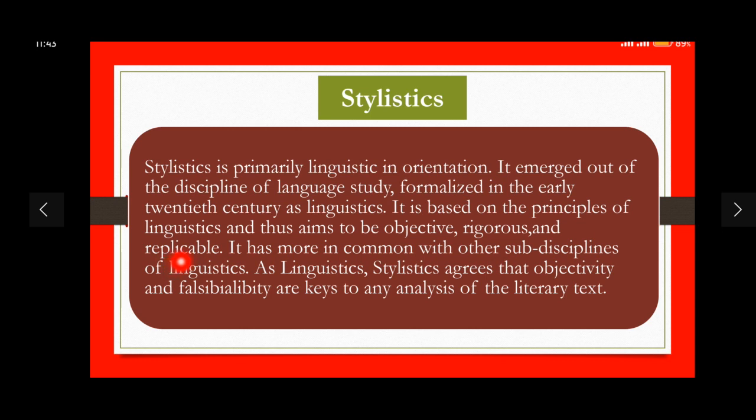And replicable, because if you conduct research and you come to a conclusion and have some outcome, and someone else conducts the research, he or she will also have the same outcome. So this is replicable, right? It has more in common with other subdisciplines of linguistics. As linguistics, stylistics agrees that objectivity and falsifiability are keys to any analysis of literary text.